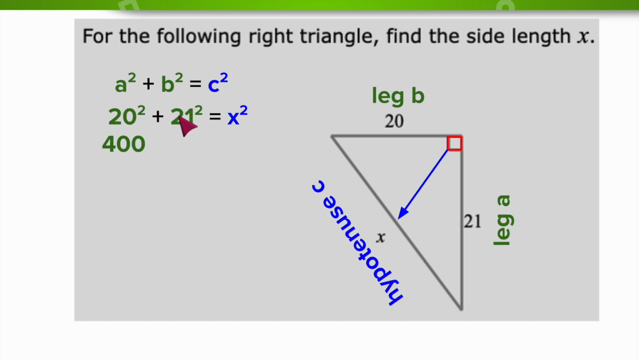So same thing with 21. We go 21 squared, 21 times 21, and that's 441. So now I have my two pieces, and if you notice, X squared just came down. So I'm going to add these together. So I have 841 equals X squared. Now this is where I have to do what's called the square root, because I don't want to know what X squared is. I want to know what just X is, just this length. So I'm going to take the square root of both sides.